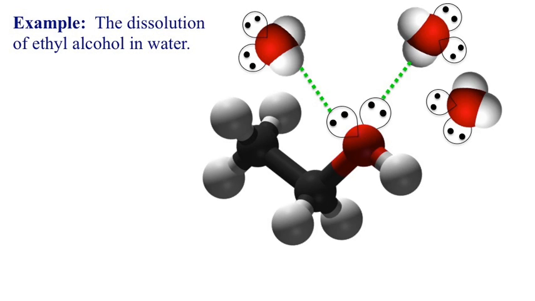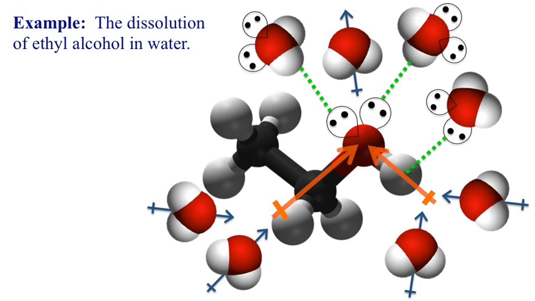Ethyl alcohol's lone pairs can form hydrogen bonds with a hydrogen bonded to oxygen in water, and vice versa, as indicated by the green dashed lines in this image. Since ethyl alcohol and water are polar molecules, they can also interact through dipole-dipole forces. The dipoles of ethyl alcohol's highly polar bonds are indicated by the orange dipole arrows, and water's molecular dipoles are indicated by the blue dipole arrows.